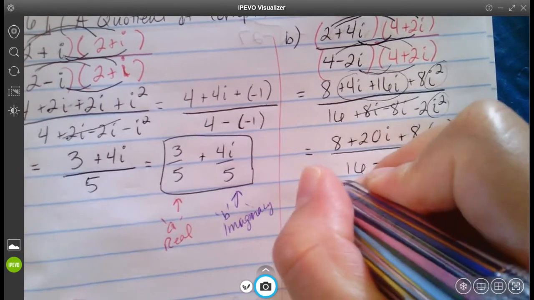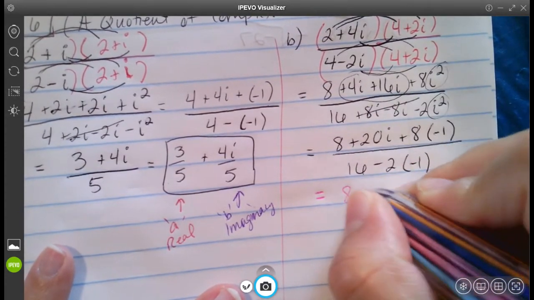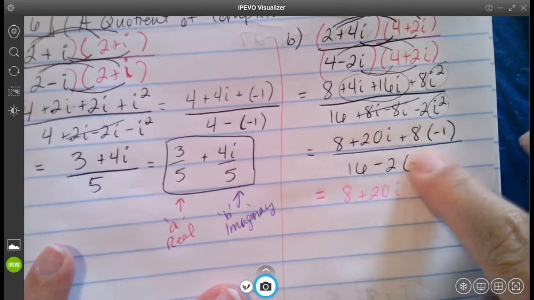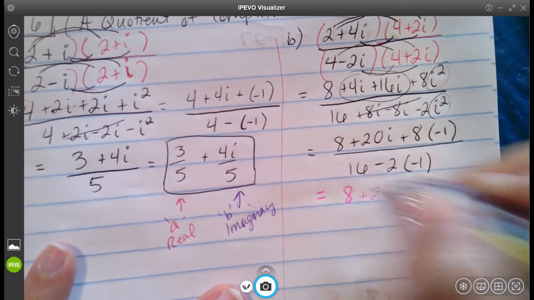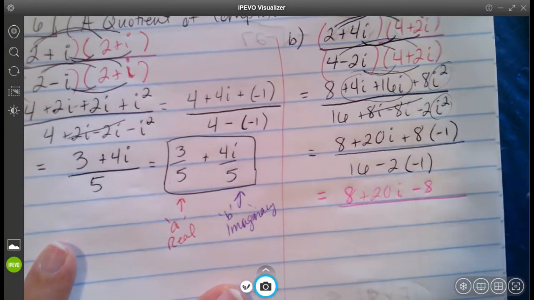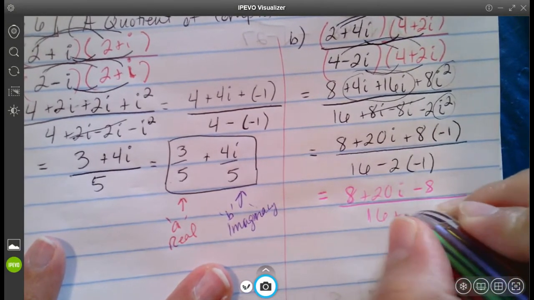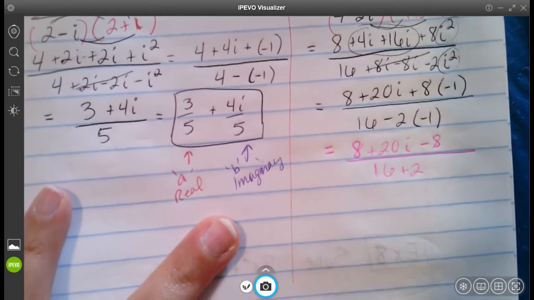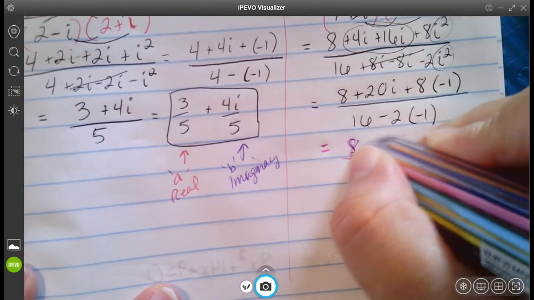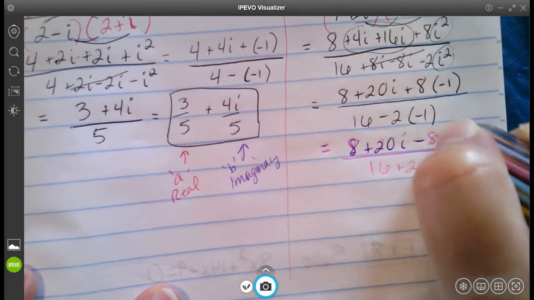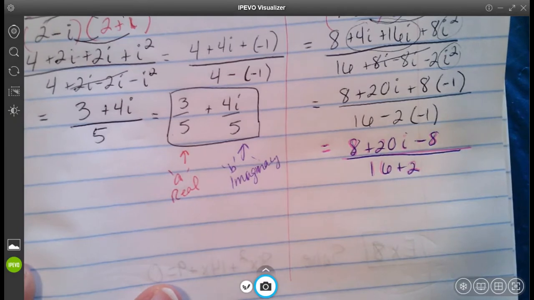All right, so in the next step, we can combine a bit. Well, actually, no, we have to multiply. So 8 plus 20i, 8 times negative i is going to give us negative 8, all over 16 plus 2 in this case. Probably not the best color choice there. Let me go over it real quick in case you can't see. So 8 plus 20i minus 8 all over 16 plus 2, okay?